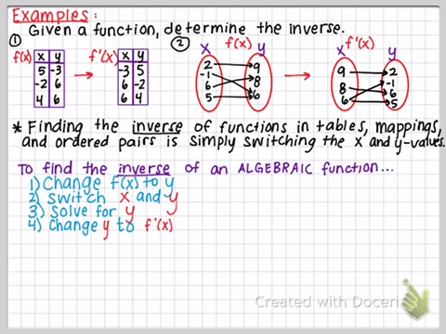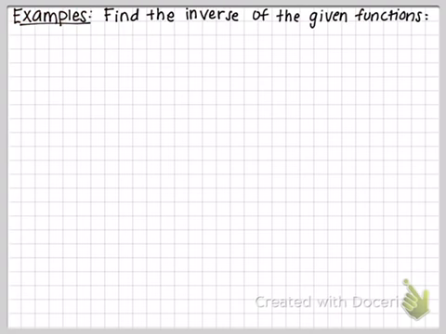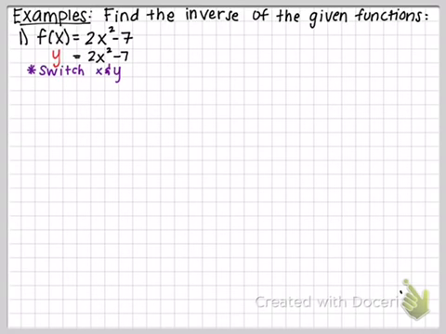So let's do some examples to see how this works. Find the inverse of the given functions. So the first one here, f of x equals 2x squared minus 7. Remember, the first step was to switch this to y. So we're going to say y equals 2x squared minus 7. Now we're going to switch x and y. That's the next step. So it's x equals, notice all I did here was switch y to x, and I switched x to y. And I have to solve now for y.